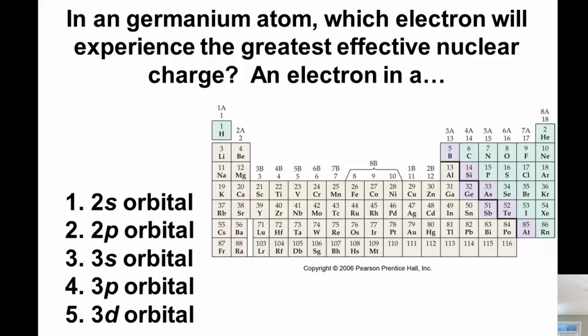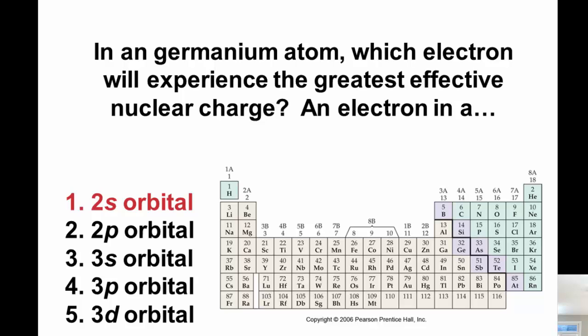If you remember these in order, 2s is the one that's going to have the lowest amount of shielding of all these, because this would represent the 2s electrons, like these right here. Because when we go up to 2p, even those 2s electrons provide a little bit of shielding. And then when we go to 3s, that's going to have even more shielding, and 3p, even more shielding, as with 3d. So the answer for this would be 2s.